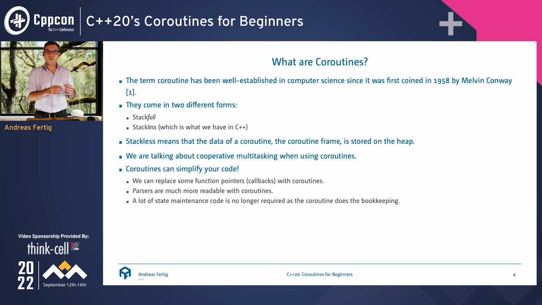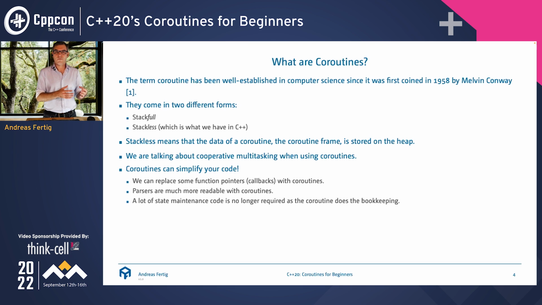It's in the so-called coroutine frame, and we have two different ways to store coroutines among programming languages. One is stackful coroutines, and the other one is stackless. And C++ implements stackless. So that means that coroutines don't use the stack to store this coroutine frame, this information. It uses the heap. So this is also something interesting to know at this point. And when it comes to coroutines, we are talking about cooperative multitasking, things that we can implement.